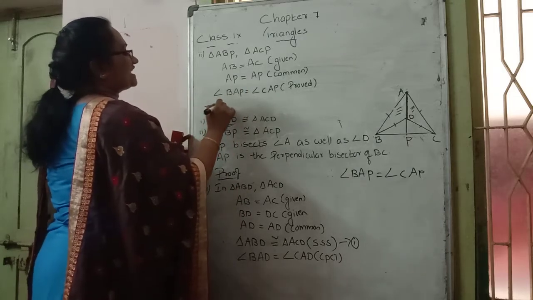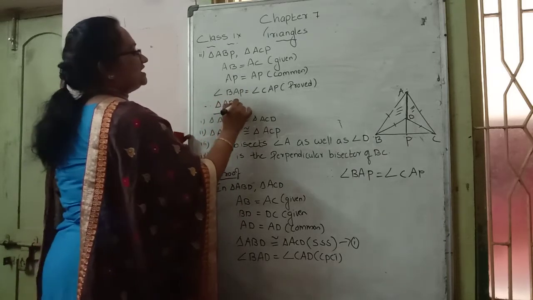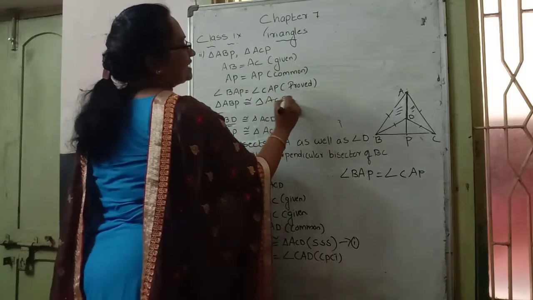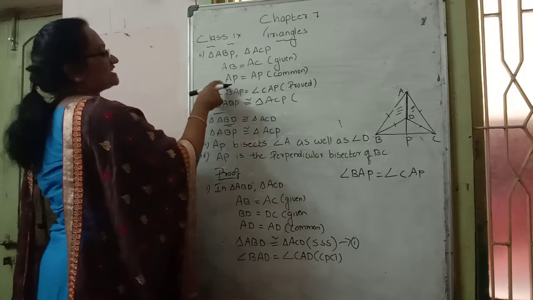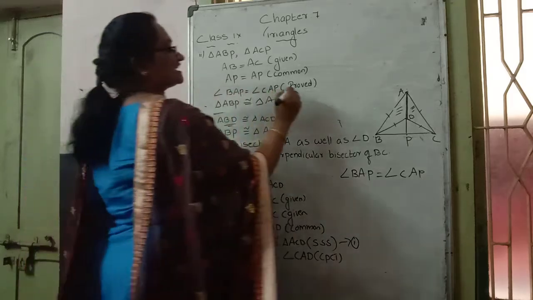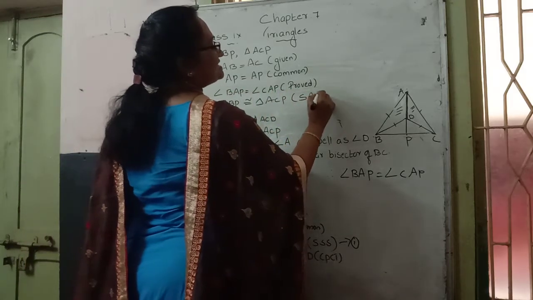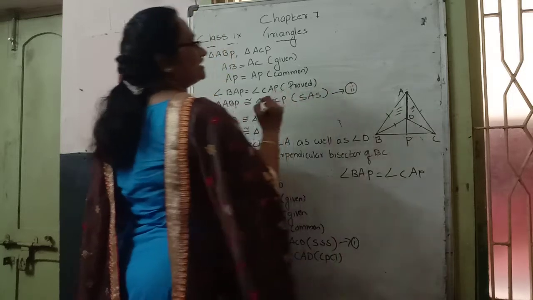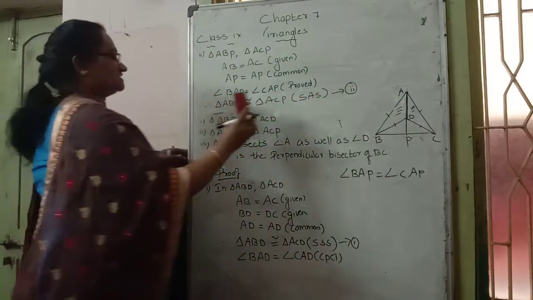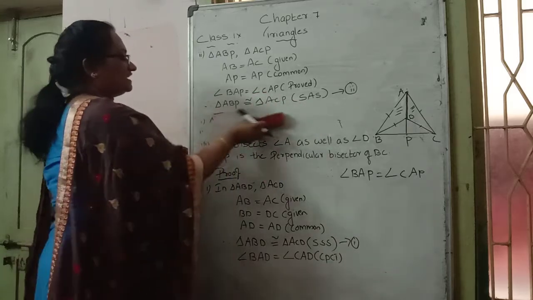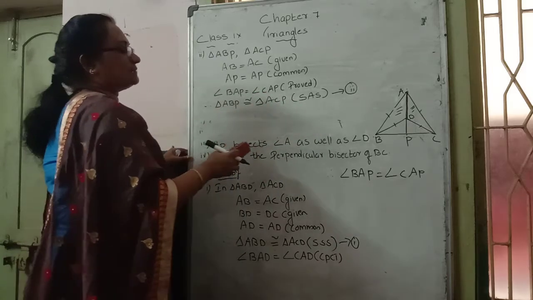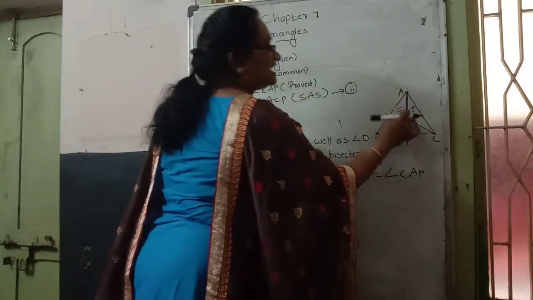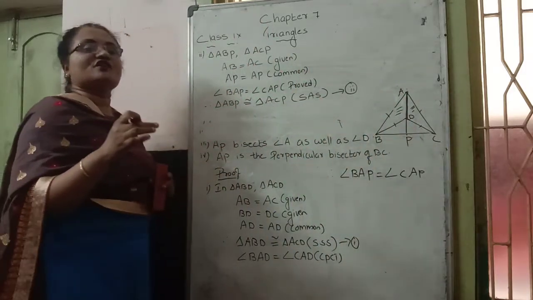Therefore our required triangle ABP is congruent to triangle ACP. By which property? Two sides and one angle represent the SAS property. Mark it as equation number 2. Then next, what do we want to prove here? We want to prove that the AP line bisects angle A as well as angle D also.